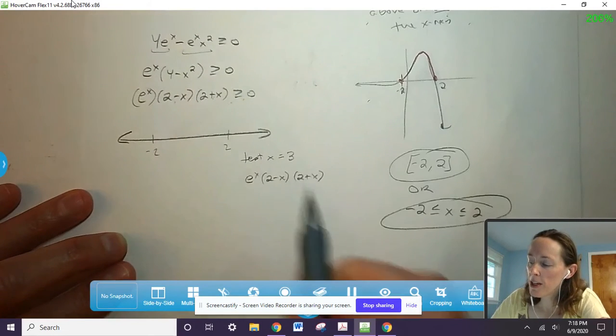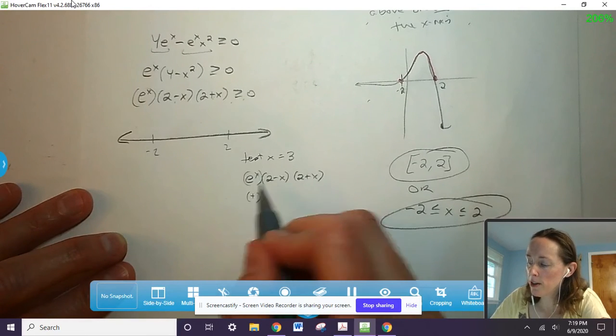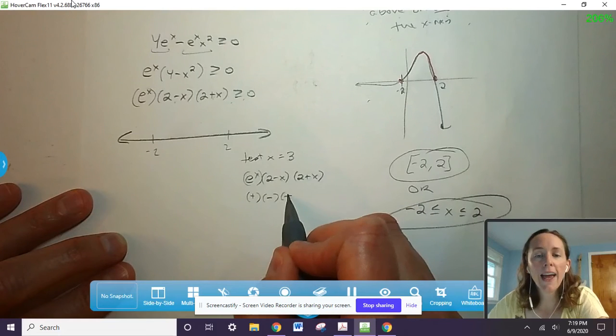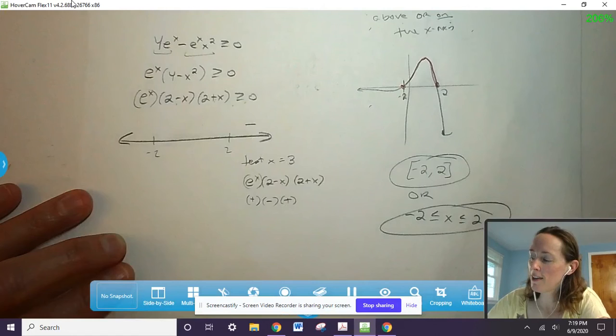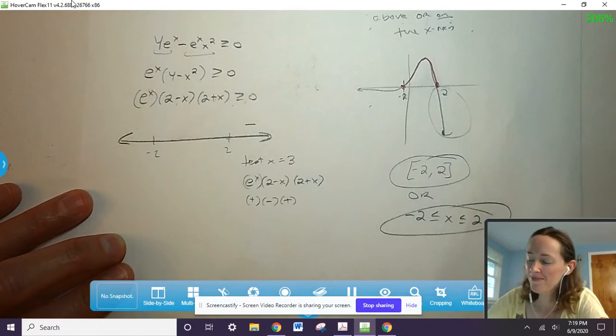So if you plug in 3 here, e to the third is positive. If you plug in 3 here, it's negative. If you plug in 3 here, it's positive. And a positive times a positive times a negative is a negative. See how this is below the x-axis to the right of 2? That's how it goes together.